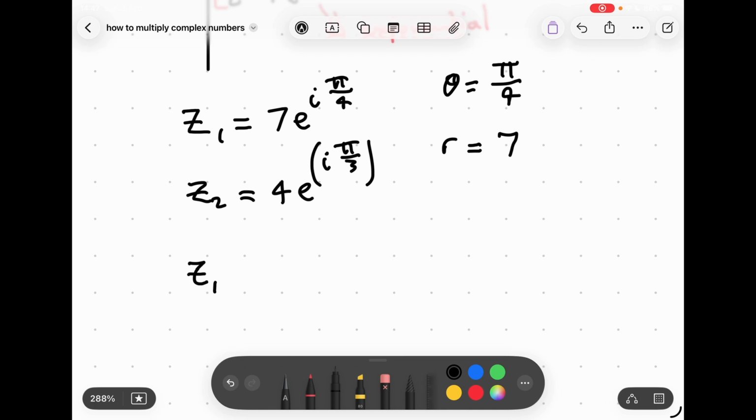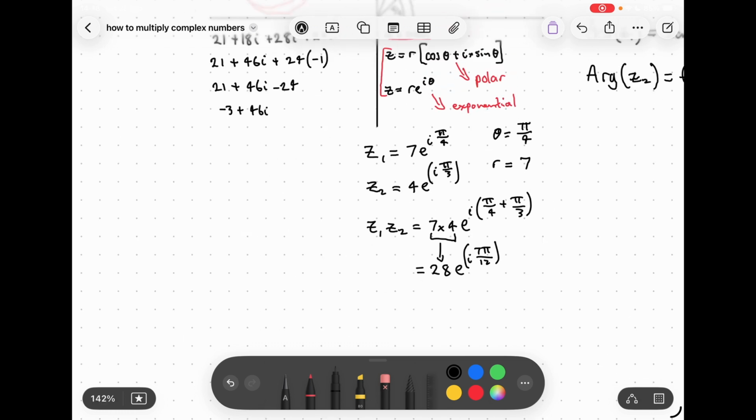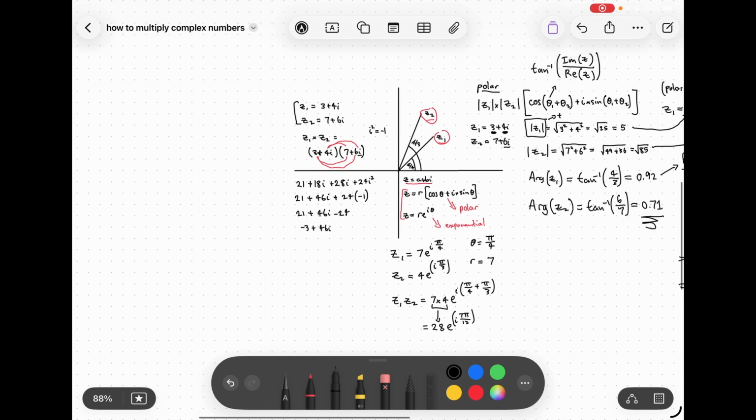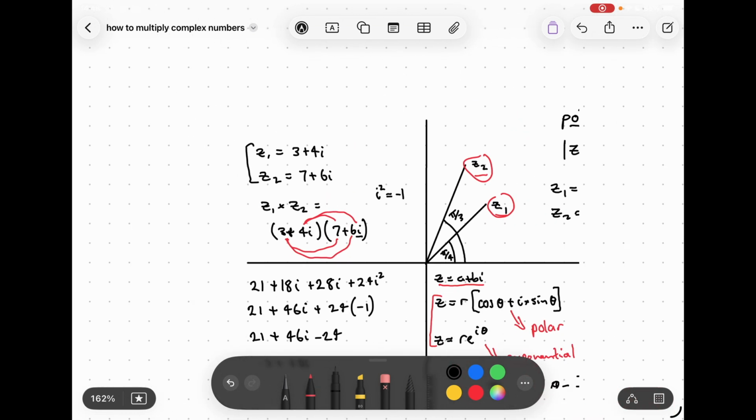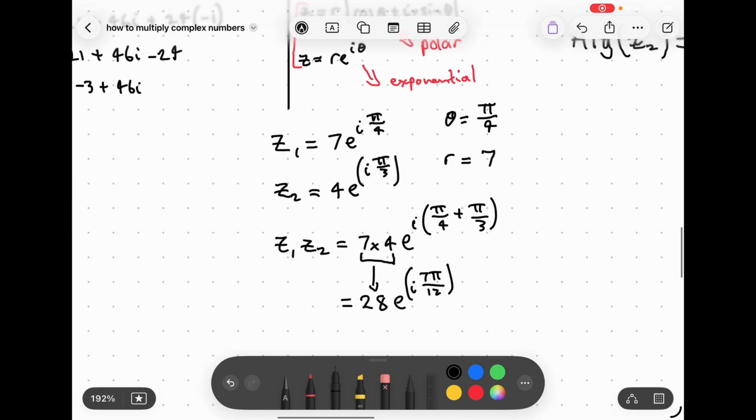So z1 z2 is equal to 7 times 4, e to the i pi on 4 plus pi on 3, or 28. So we can simplify that: e to the i 7 pi on 12. There we go. And that is how you multiply complex numbers, whether they are in Cartesian form, polar form, or exponential form.